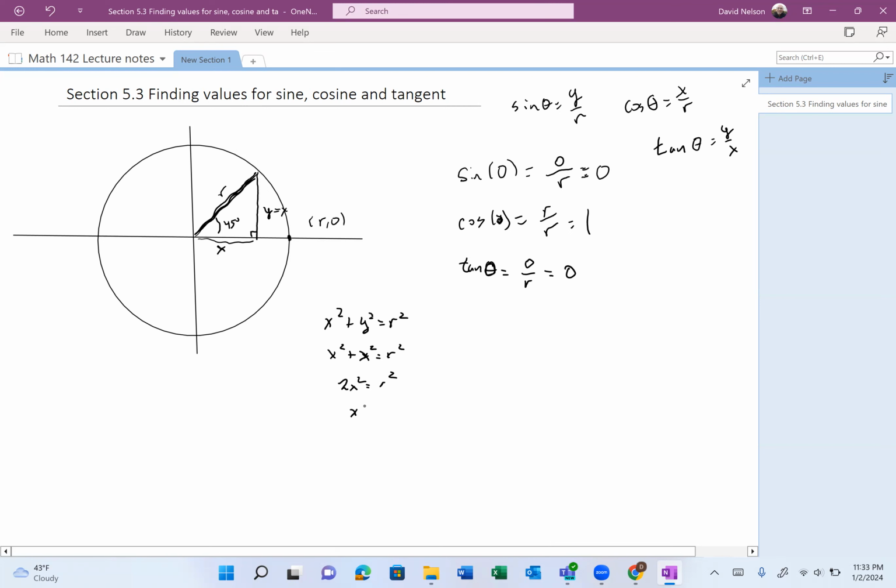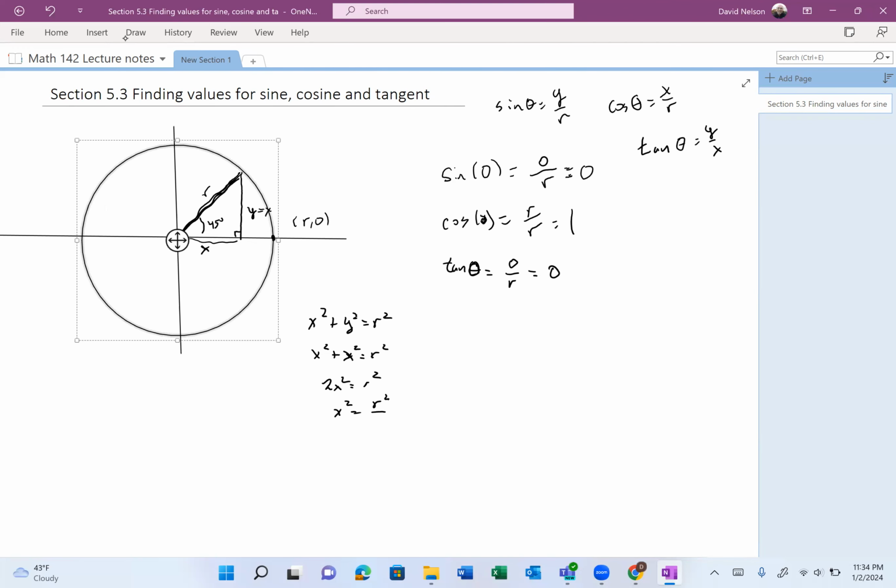So x squared is equal to r squared over 2. R squared divided by 2 would give you the x squared. So if you take the square root of both sides, x is either plus or minus r over the square root of 2.